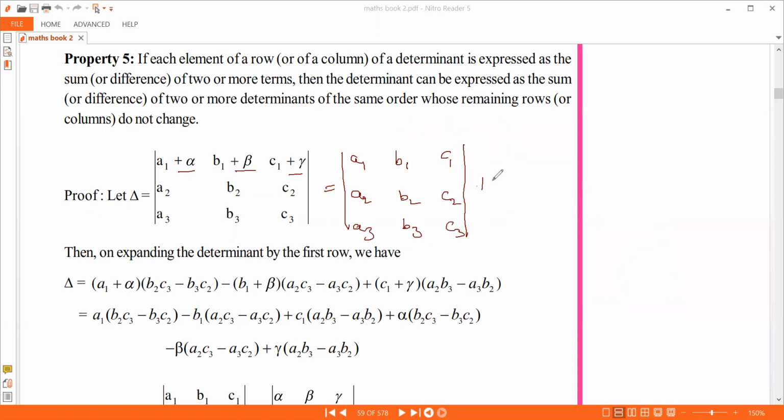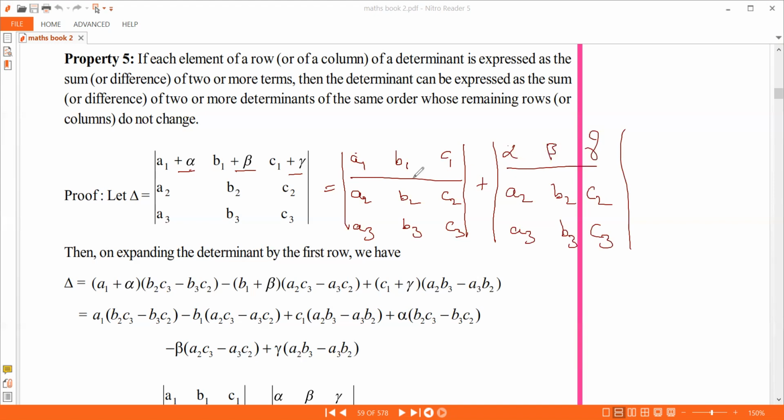Okay, first determinant, plus in the second determinant, alpha, beta, gamma will come. Rest of the things are as it is: A2, B2, C2; A3, B3, C3. Okay. This is another property. Clear, no? If I am adding the determinants, it's like only one column or one row that is different. Only one column, one row. Rest of the things are all the same. Then you can add up the determinants to get this.